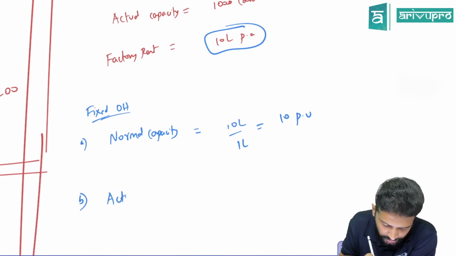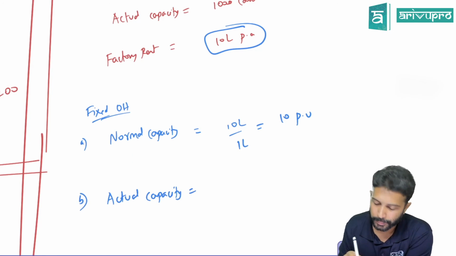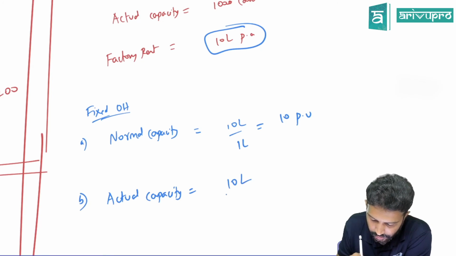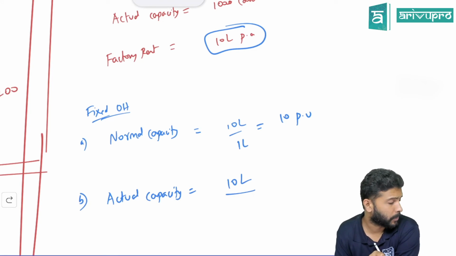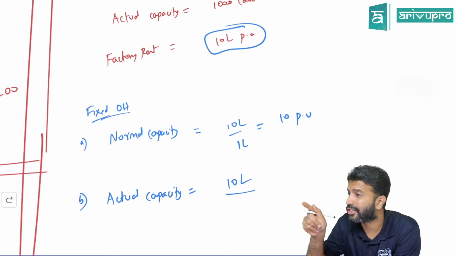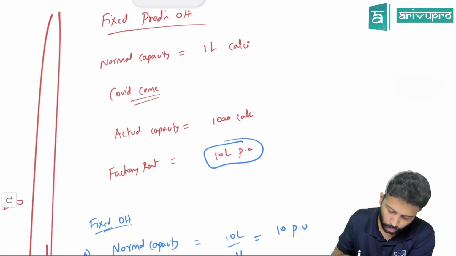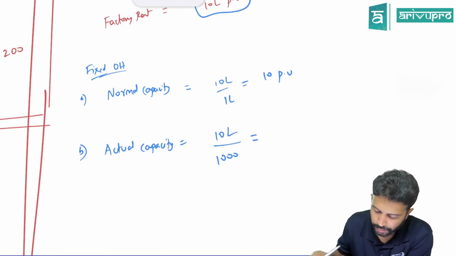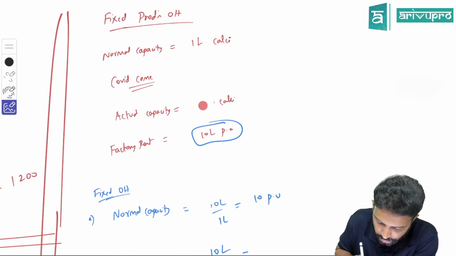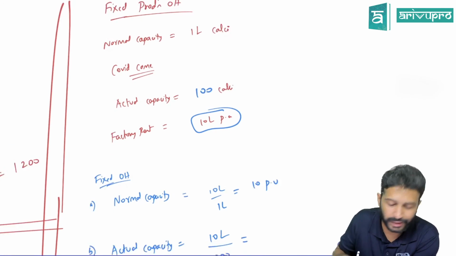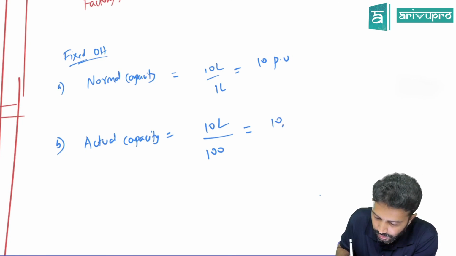Let's try the other one: actual capacity. What is the factory rent still? 10 lakh only. But here using actual capacity, meaning the actual goods manufactured. How many calculators did you actually manufacture? Let's say, just for the sake of example, 100 calculators I manufactured. So 10 lakh divided by 100, how much am I getting here? 10,000.